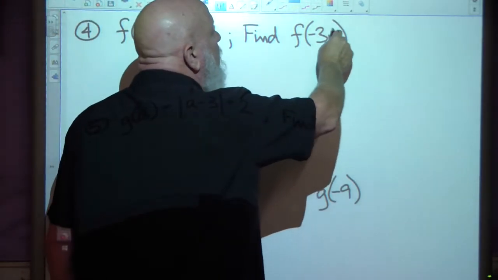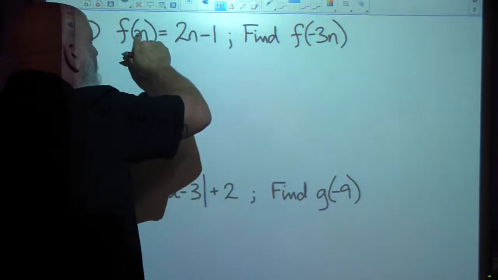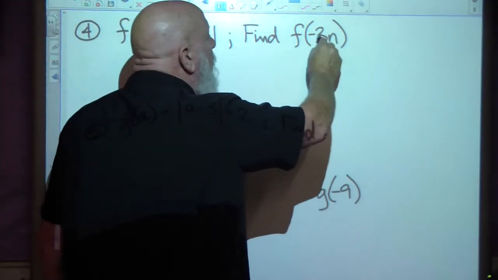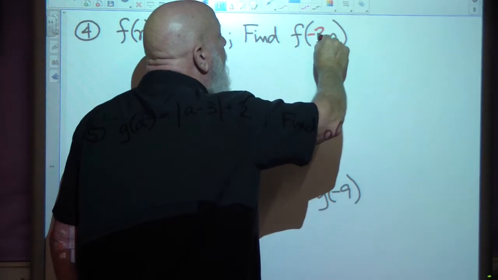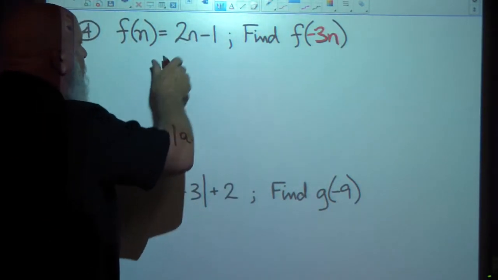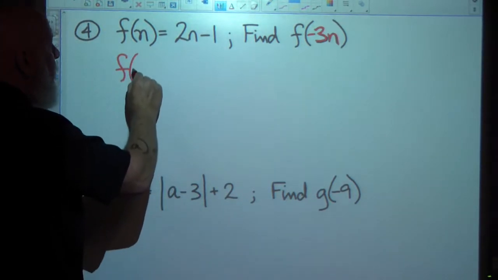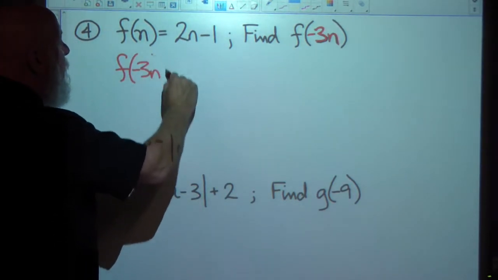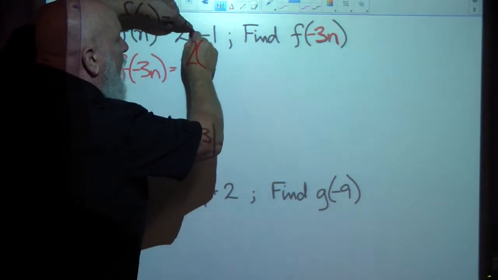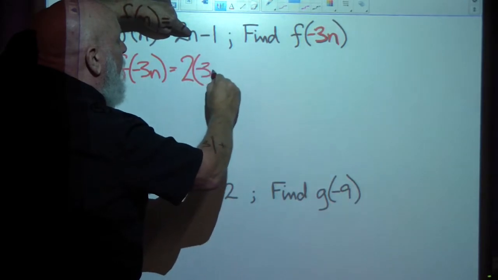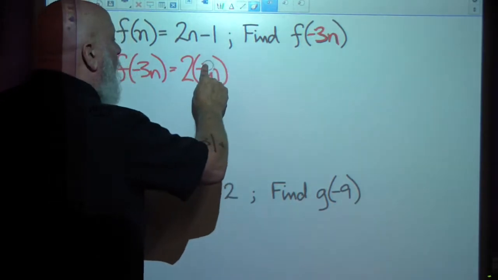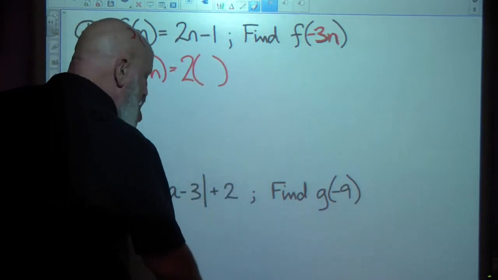Well, if this was just plain old negative 3, we plug in a negative 3 right here. And then we plug in a negative 3 right here. Since it's negative 3n, we're going to do the exact same thing. We're going to take this negative 3n and plug it in here and here. So here we go. f of negative 3n is equal to 2 times, instead of n, we're plugging in a negative 3n right here. Negative 3n, and notice I put it in parentheses. I put it in parentheses so it doesn't look like 2 minus 3n.